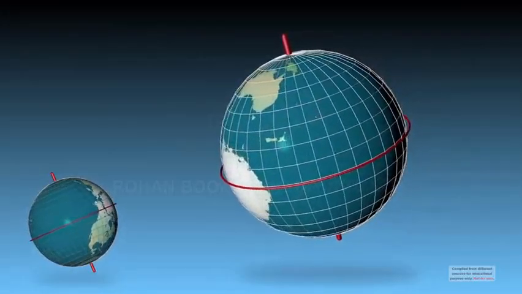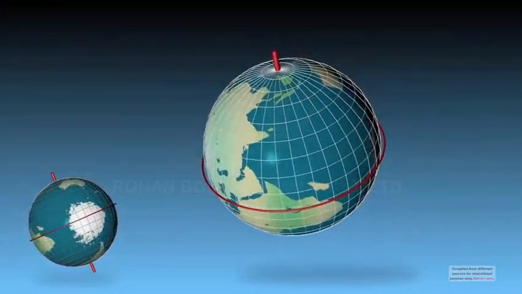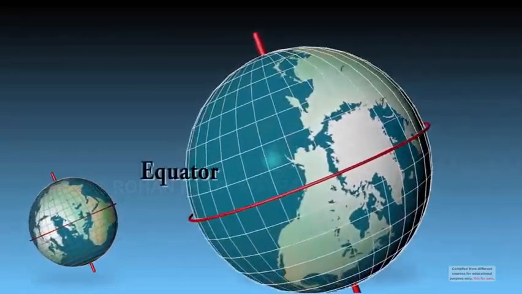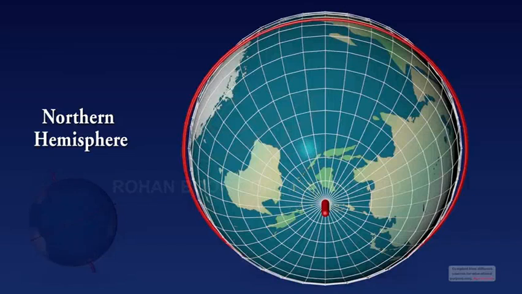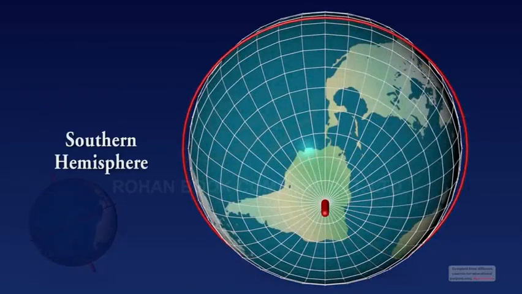There is an imaginary line drawn midway between the two poles. It is called the equator. The line divides the Earth into two equal halves. The upper half is called the northern hemisphere and the lower half is called the southern hemisphere.